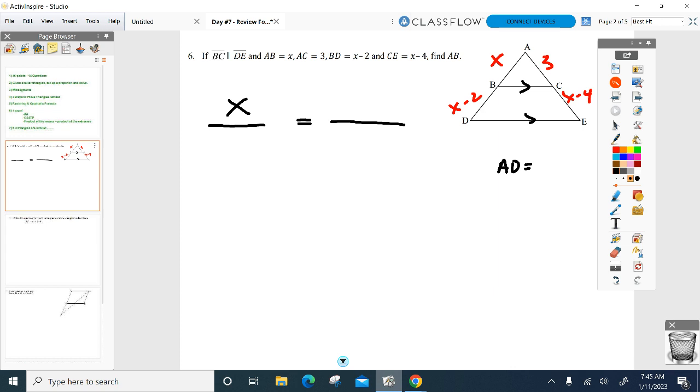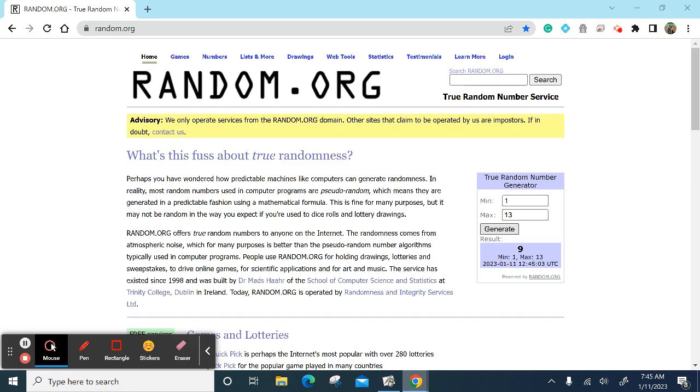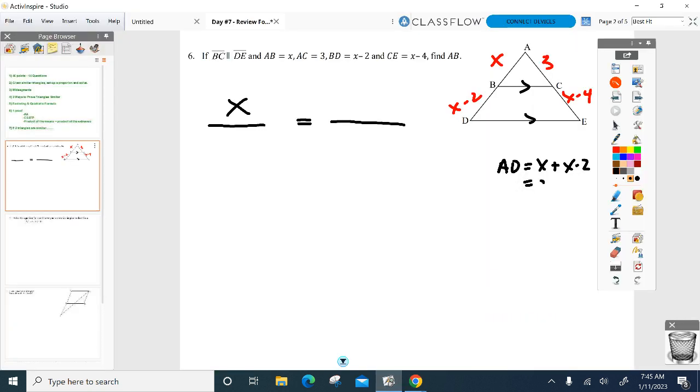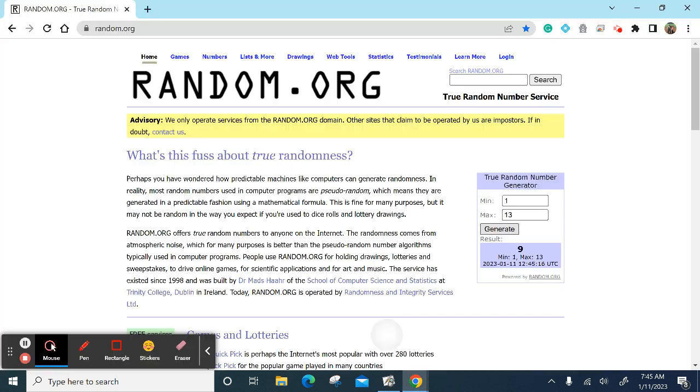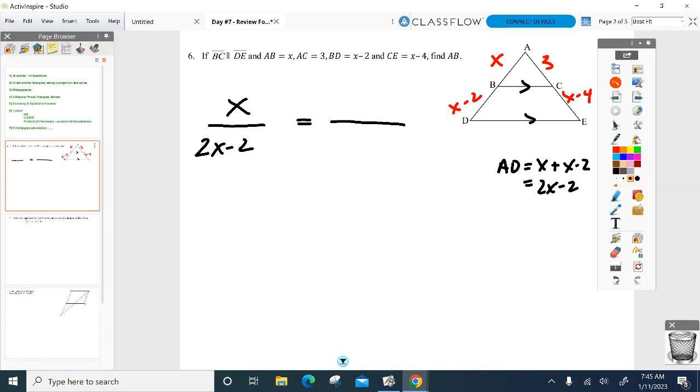Yep, so it's going to be X and X minus 2. Please remember, when you combine these, you add them together. So how long is AD? 2x minus 2. That's what's going to go under here. 2x minus 2. All right, what's got to go in the top right of my proportion then? 3.